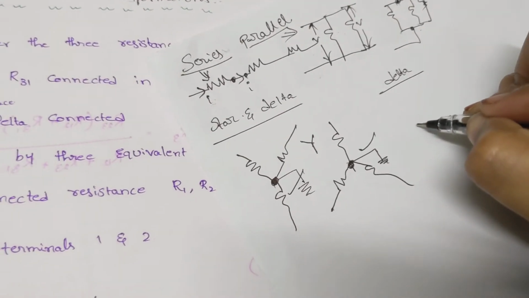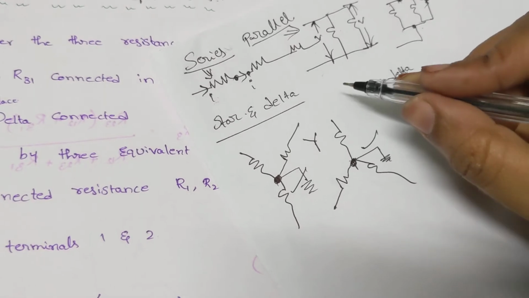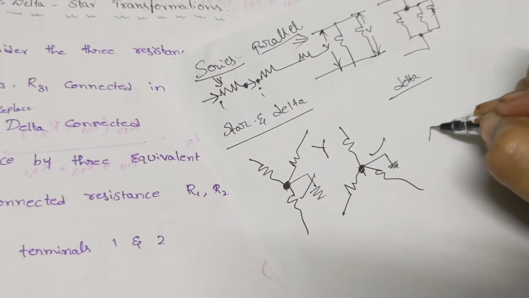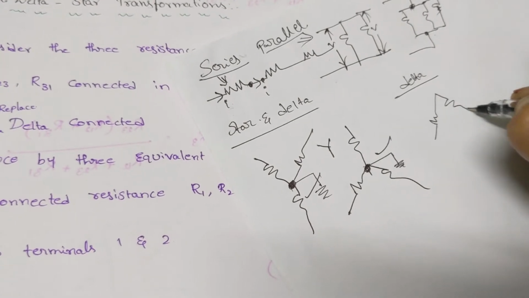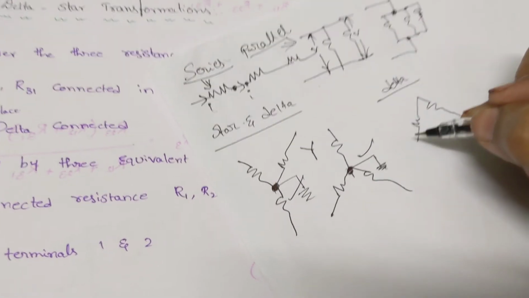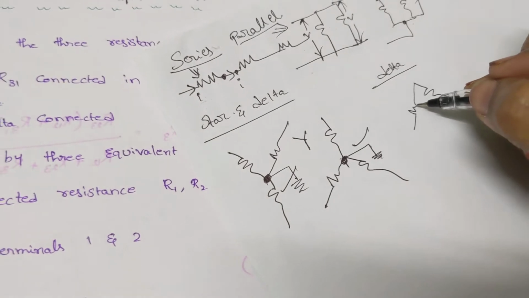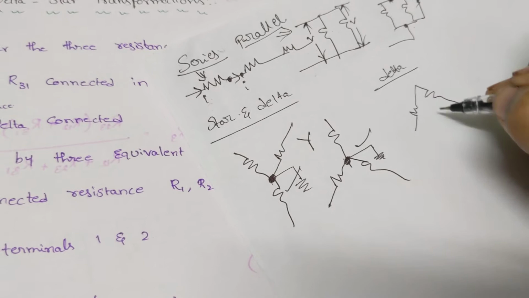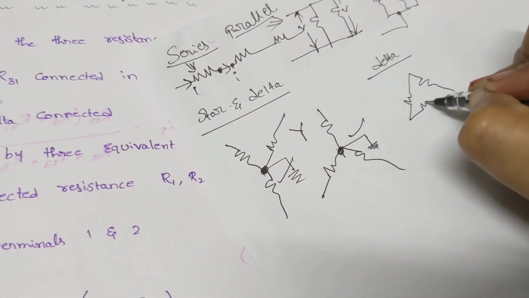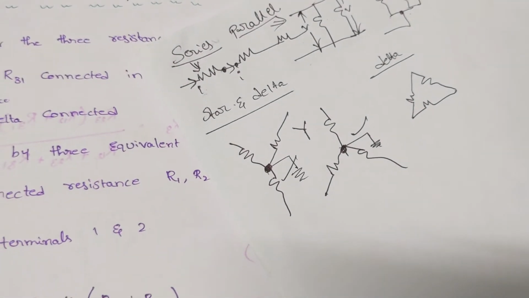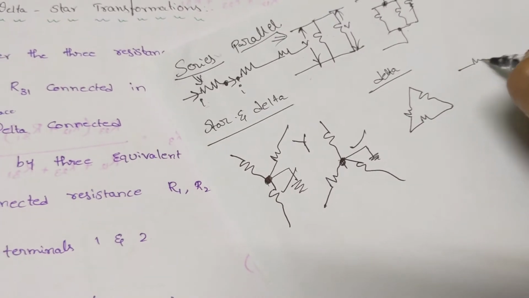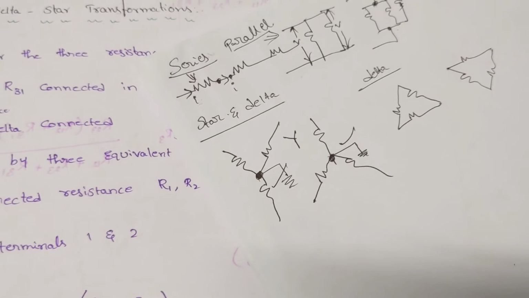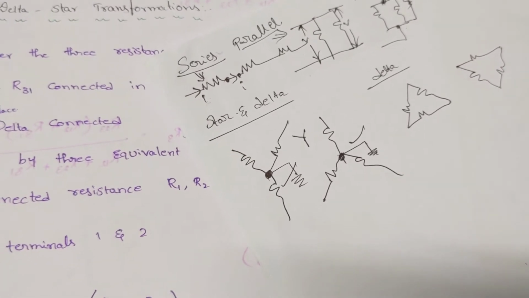In delta connections, similar to a series connection, all the terminals are connected. The ending terminal of the first element is the same as the starting terminal of the next element, and likewise it is closed. Either you may consider it like this or like this. It is called a delta connection.